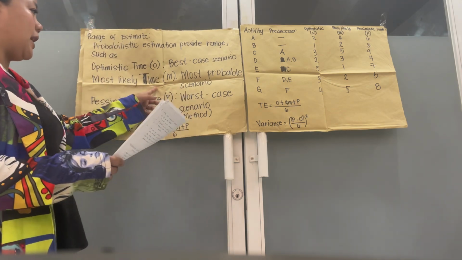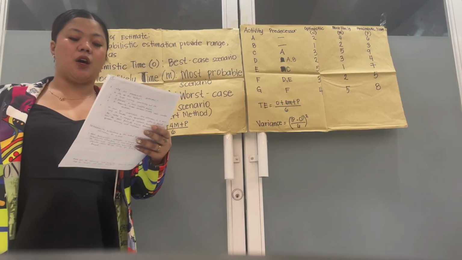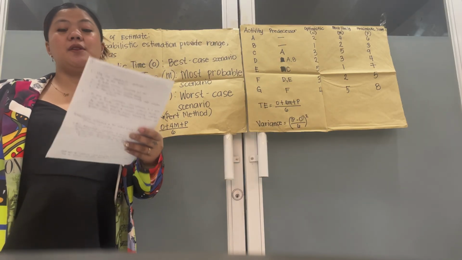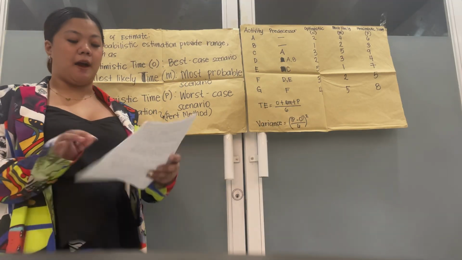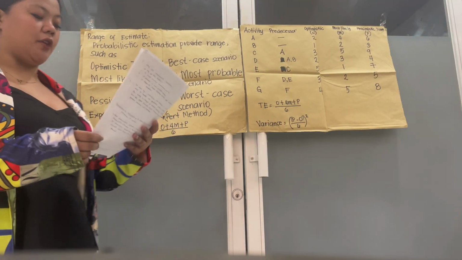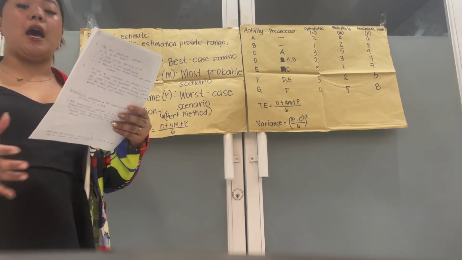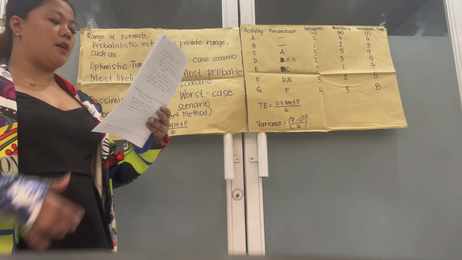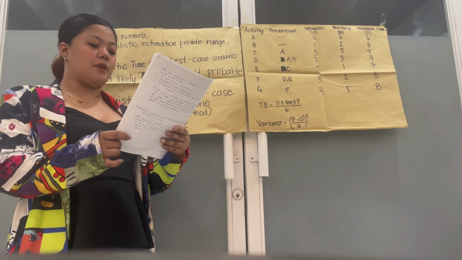Next, we have most likely time, the most probable scenario. The best estimate of how long the task will usually take under normal conditions. The purpose is to represent the most realistic duration based on experience or historical data. Last is pessimistic time, the worst case scenario. The longest time the task might take assuming significant problems or delay, but not complete failure. The purpose of this is also to set the upper limit of the time estimate range.